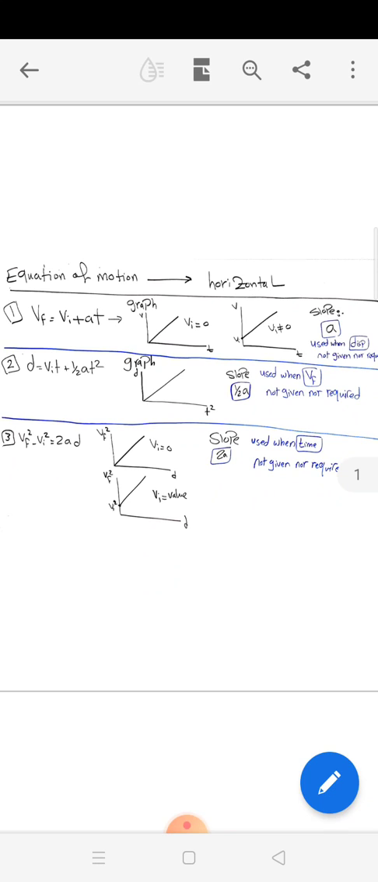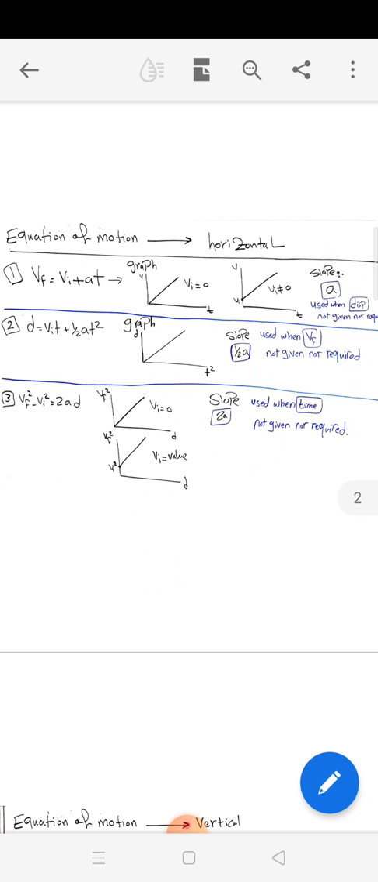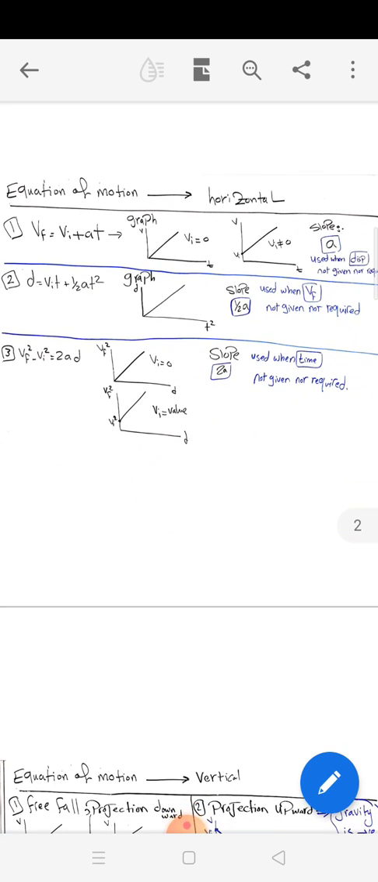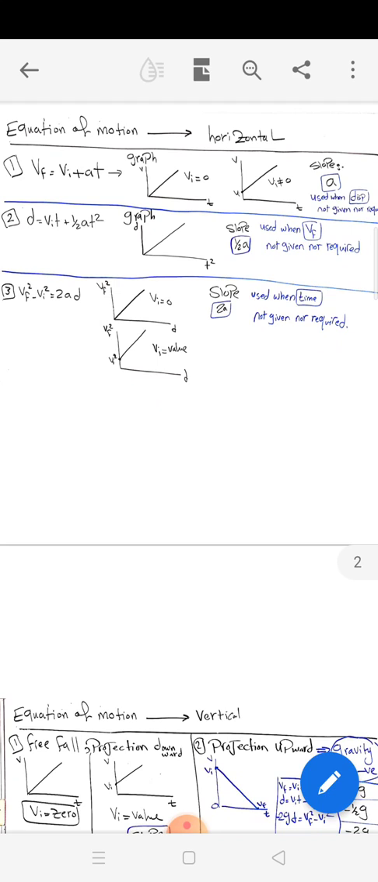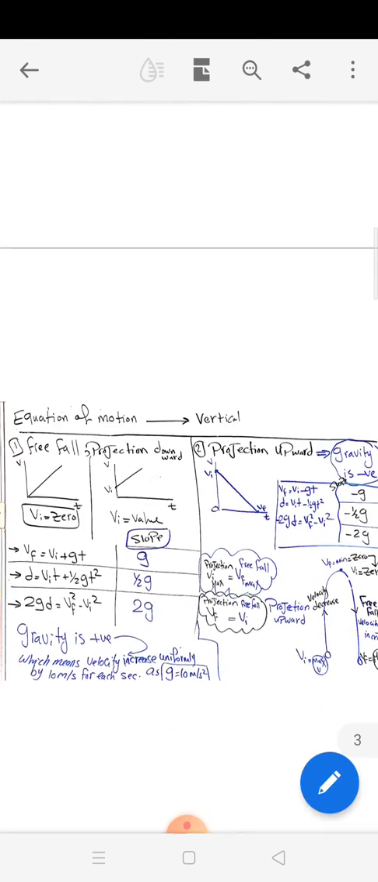The third equation is v final squared minus v initial squared equals 2 times the acceleration times the displacement. The graphical representation will be between v final squared and displacement. It starts from the origin if v initial equals 0, and starts from a value if v initial has a value. So on the y-axis it will be v initial squared, as on the y-axis v is squared. The slope is the coefficient of the x-axis, and here the x-axis is d, so the coefficient is 2 times the acceleration. This equation is used when time is not given or not required.